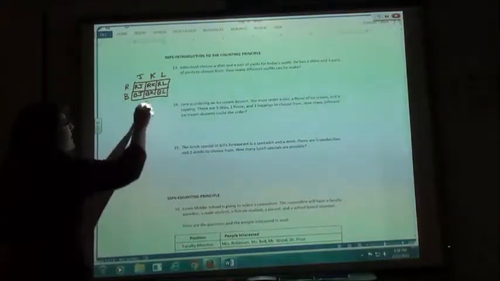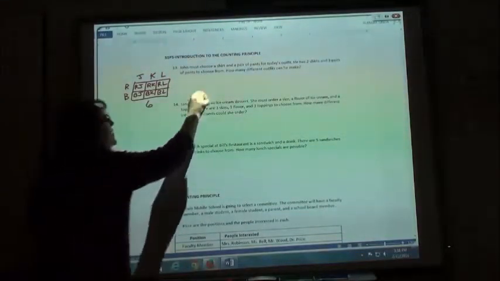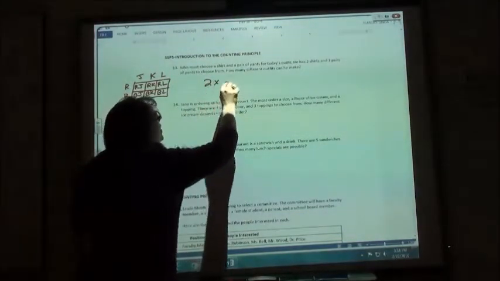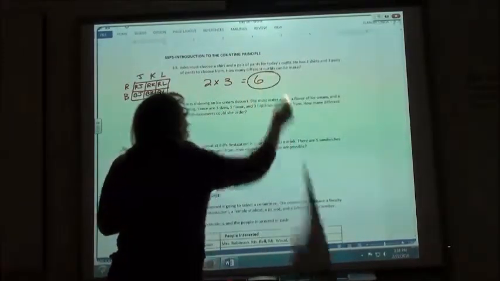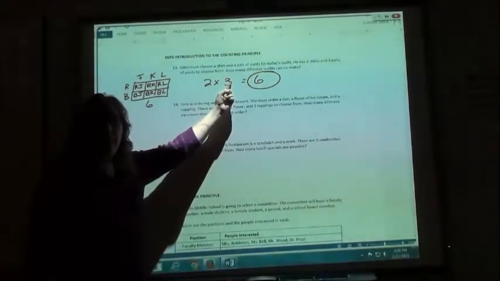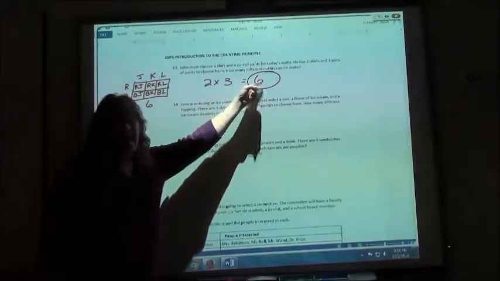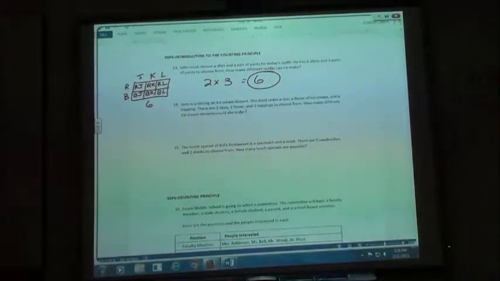I've got 6 possible ways of doing that because I had 2 ways to do my shirt, 3 ways to do my pants. 2 times 3 gives me 6 different outfits that I can make. So fundamental counting principle just says I take the number of ways I can do the first thing times the number of ways I can do the second thing, and I get the total number of ways I could do that. Same thing if I have a longer list.